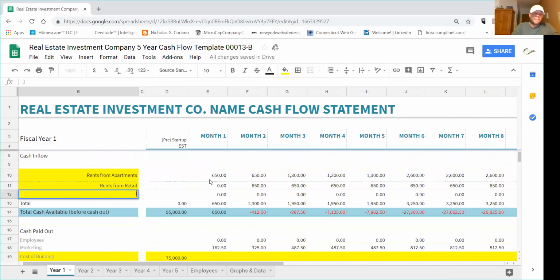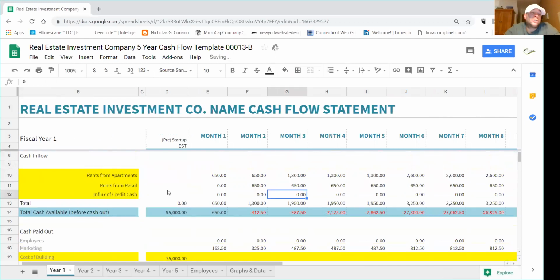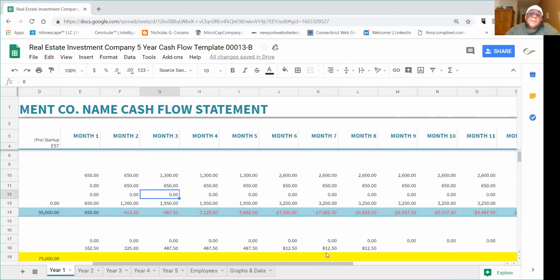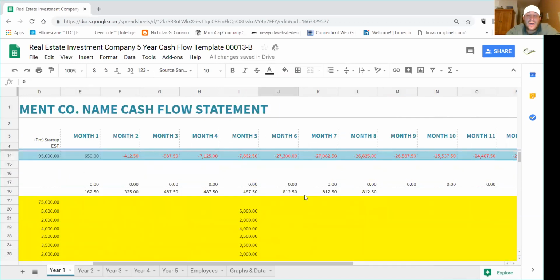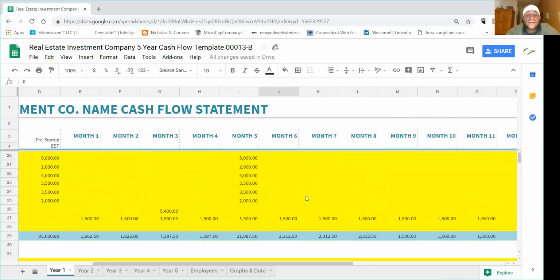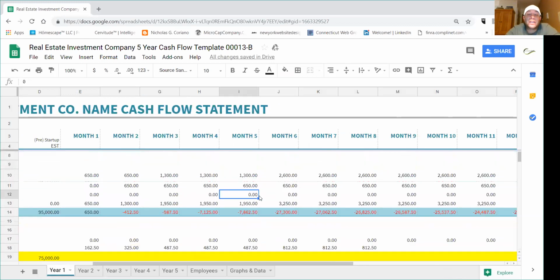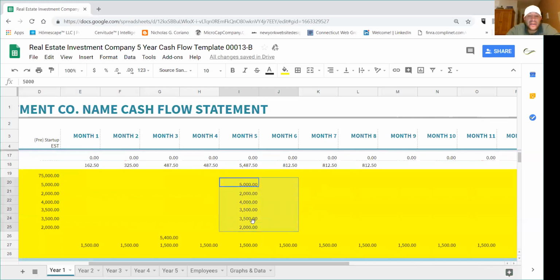Let's say here, influx of credit cash. So this is revenue coming in. You don't have to do it here. You can do it pretty much anywhere. But let's say here, instead of on month 5 taking cash out of your account, you're gonna swipe your credit card for $20,000 again. Now you get rid of this. I'm sorry, you don't get rid of that.